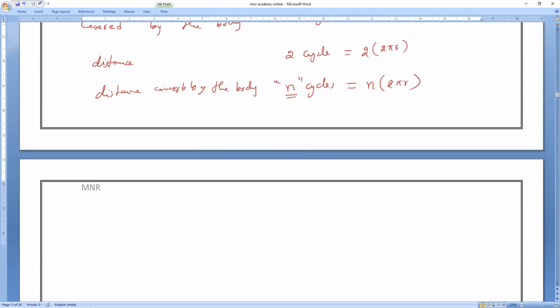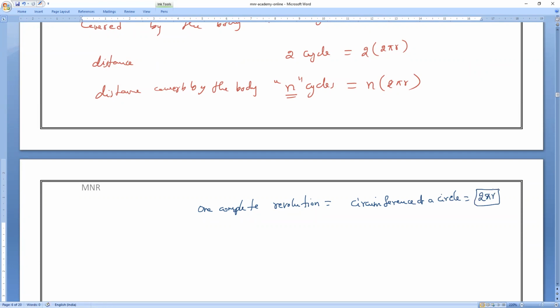So that is this 2 pi r. What we used to call 2 pi r is equal to one complete revolution, which is equal to the circumference of a circle. So what is the circumference of a circle? 2 pi r. Then you can find the speed of the body. Can you tell me what is the speed of the body?